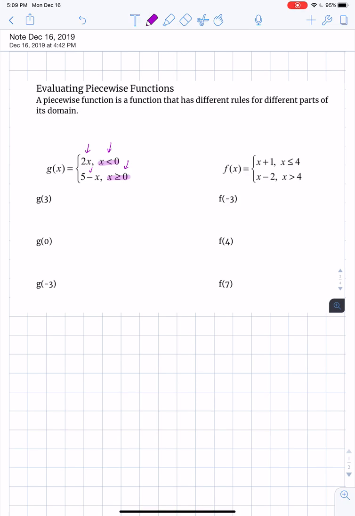So when it's asking to do g of 3, it's saying x is 3. So if x is 3, is x less than 0 or is x greater than 0? Well, obviously 3 is greater than 0, so we're going to go ahead and use the second one. So we're going to use this 5 minus x. So 5 minus x, and it tells you x is 3, so we're just doing 5 minus 3, which is 2.